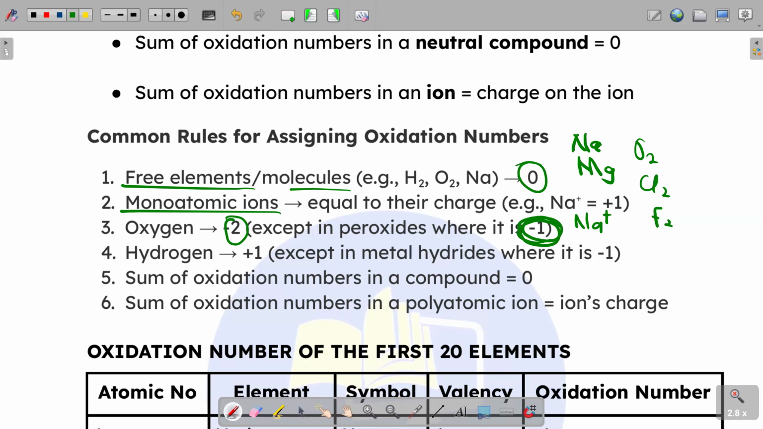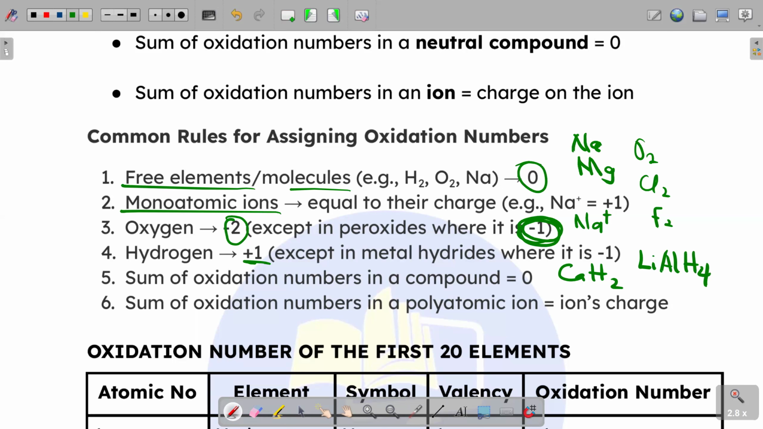For hydrogen, generally, hydrogen has an oxidation state of +1, except when it is combined to form hydrides, usually metallic hydrides, like calcium hydride. The oxidation state of hydrogen here is not +1, but -1. Also, lithium aluminum hydride, which we call lithium tetrahydroaluminate(III). In this compound, the oxidation state of hydrogen is not +1, but -1.